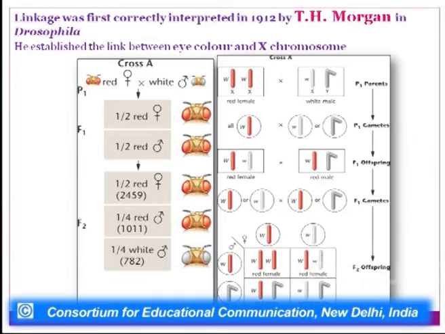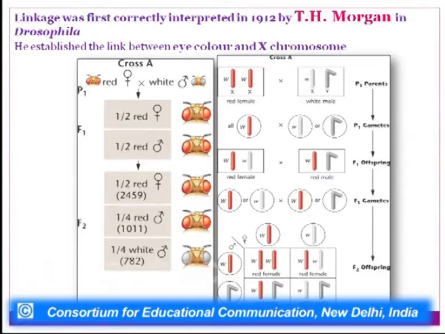And in males, you will have both combinations, in which half of the males, or 1/4 of the total offspring, would have red eye color, whereas the other half will have white eye color. So this was one of the crosses that they did.